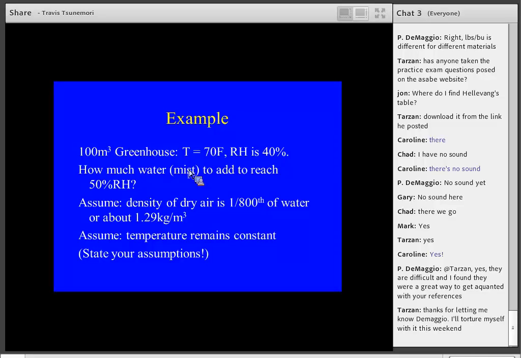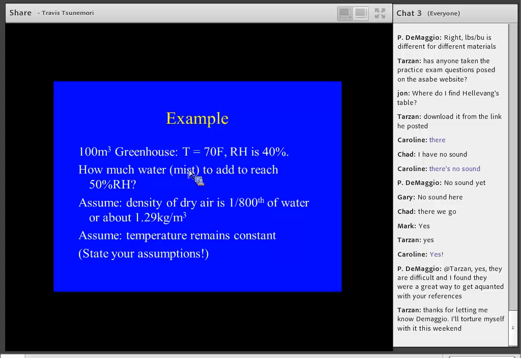They are transpiring. They are probably adding water to the air. So you've got to be a little careful here. But maybe this is a greenhouse that doesn't yet have plants. You're just preparing it for the plants. You're trying to get it to 50% relative humidity. How much water in the form of mist do you need to add to make sure you'll push this up to 50% relative humidity? And we've got some assumptions here.